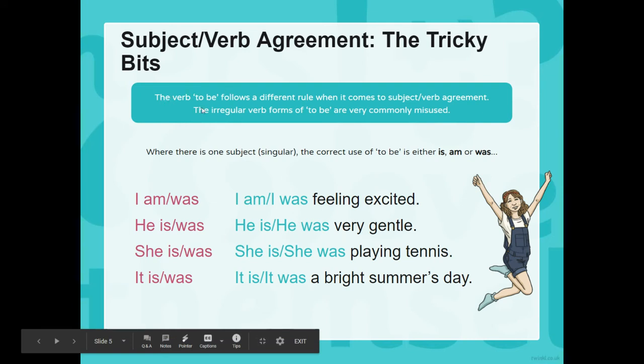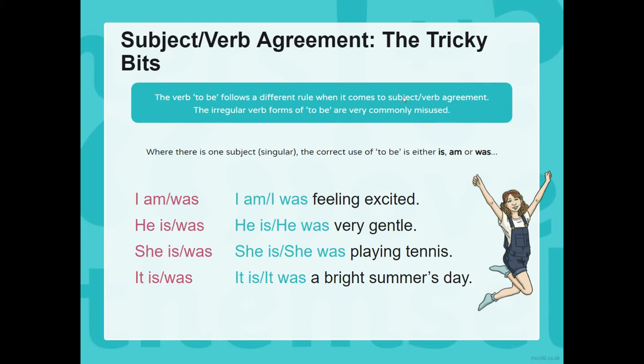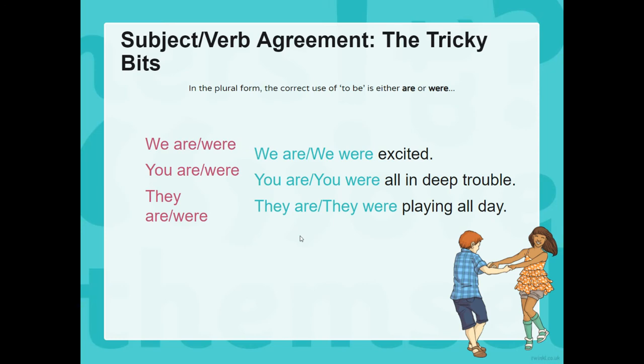So it says the verb to be follows a different rule when it comes to the subject-verb agreement. The irregular verb forms of to be are very commonly misused. Where there is one subject, so the singular, the correct use of to be is either is, am, or was. So you can see here, circling please, which of these on your sheet or writing down the correct answer, what is the correct answer to these? Welcome back. As you can see here, the same rule applies to are and we.